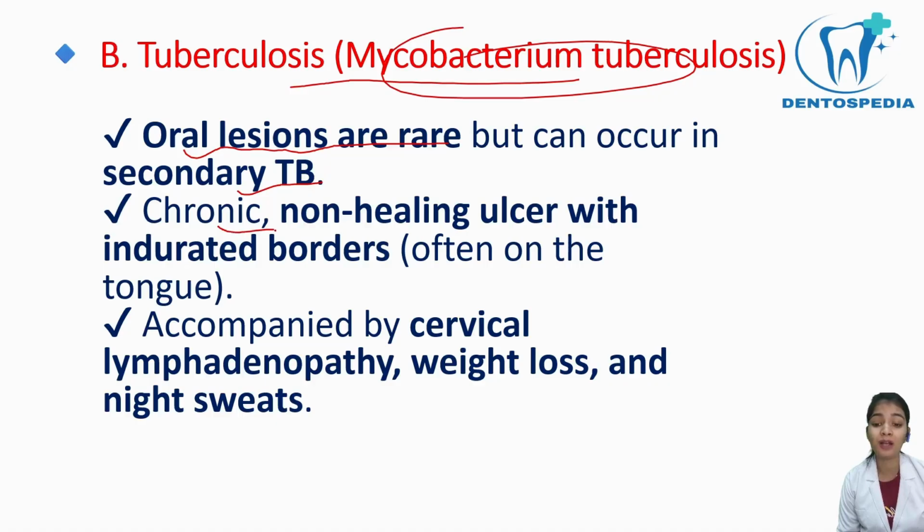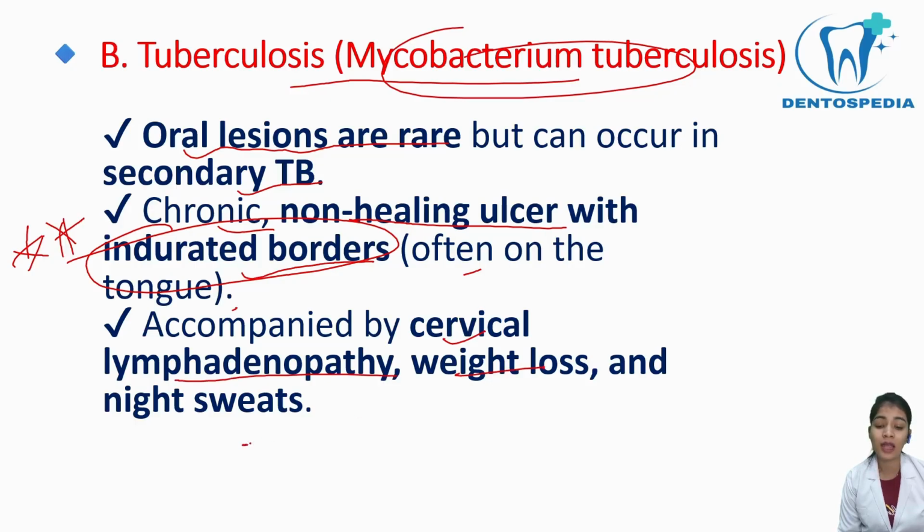There will be a chronic non-healing ulcer with indurated borders. Please remember this, indurated borders, seen on the tongue, accompanied by cervical lymphadenopathy, weight loss and night sweats. So oral TB lesions are rare. They usually occur in secondary TB due to spread from infected sputum.